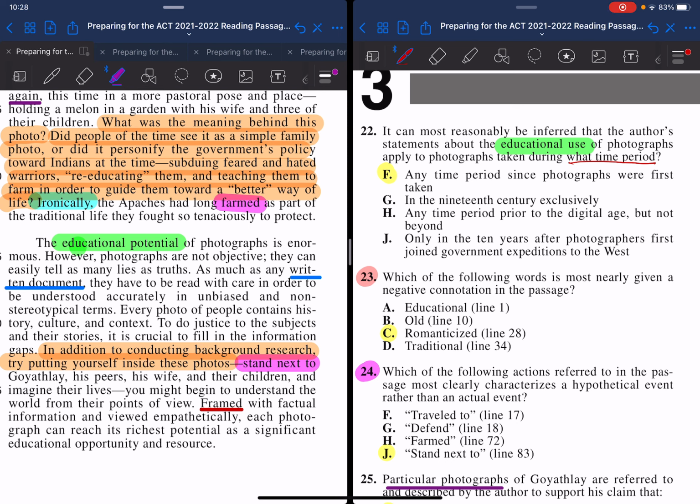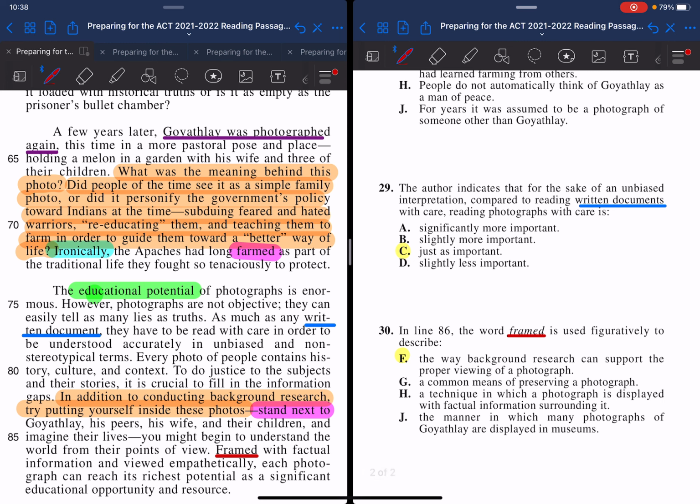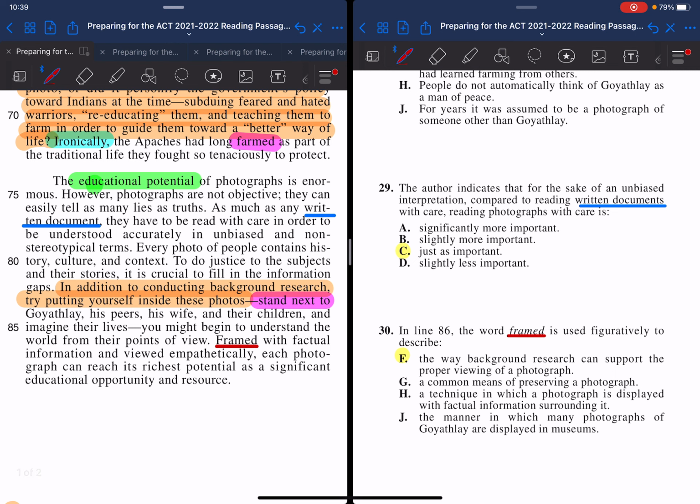And that's because in this highlighted portion it says, did the people see it as a simple family, or did it personify the government's policy towards Indians, subduing feared and hated warriors, re-educating them and teaching them to farm? So that is what that passage is dealing with. 29. The author indicates that for the sake of an unbiased interpretation compared to reading written documents with care, reading photographs with care is... Now I highlighted written documents because that, again, is that key phrase. So you want to be looking for those key phrases because if you can find them, oftentimes the answer is going to be around there.